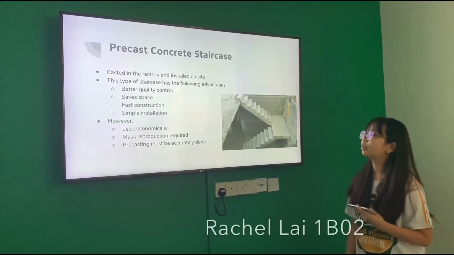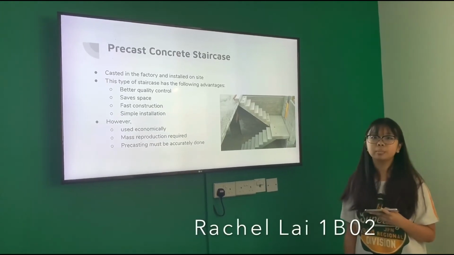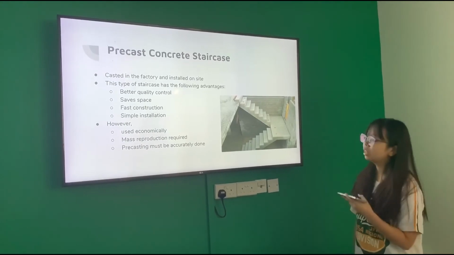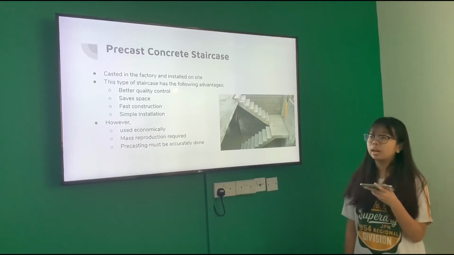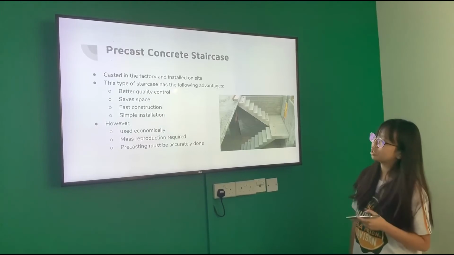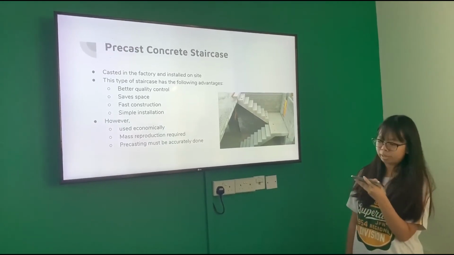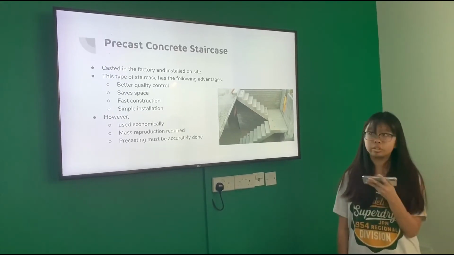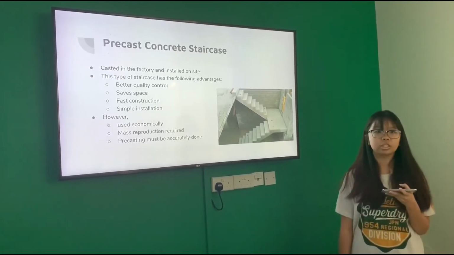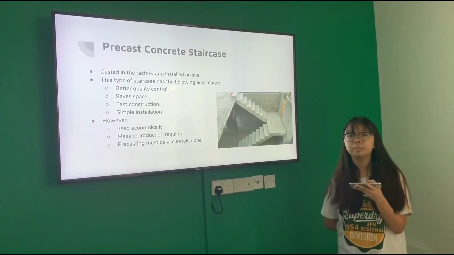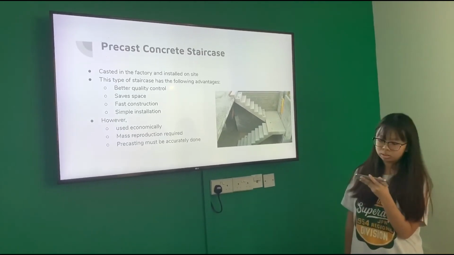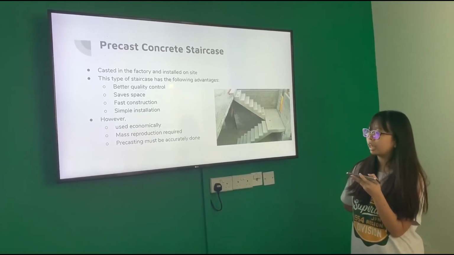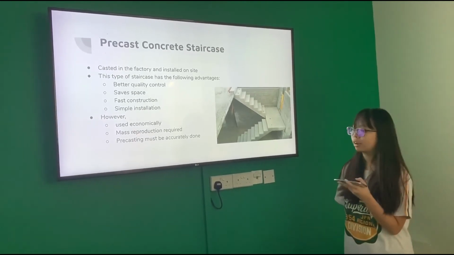So next I'll be talking about the precast concrete staircase. The precast concrete staircase is cast in the factory and is installed on site. This type of staircase has better quality control of the finished product. It saves site space since the formwork, storage and fabrication space is no longer necessary. The speed of construction is also faster and installation is simpler. However, it is only used economically when mass reproduction is required and the precasting must be accurately done.